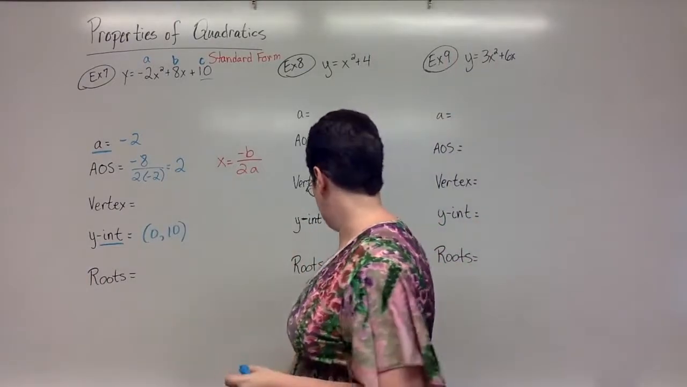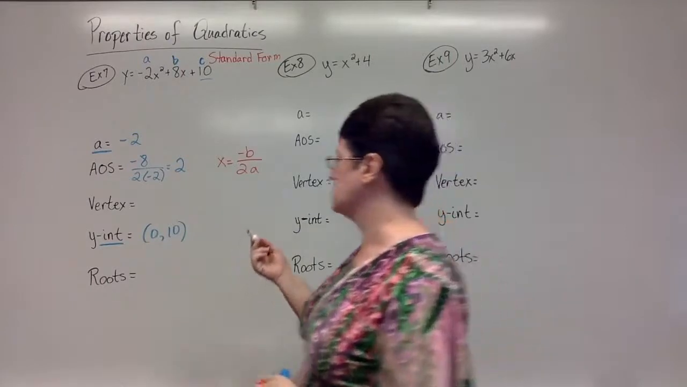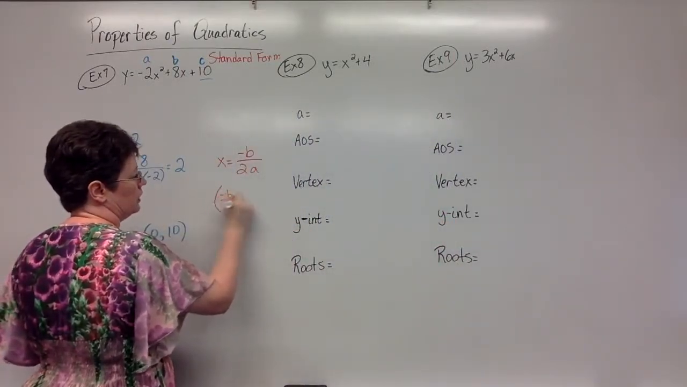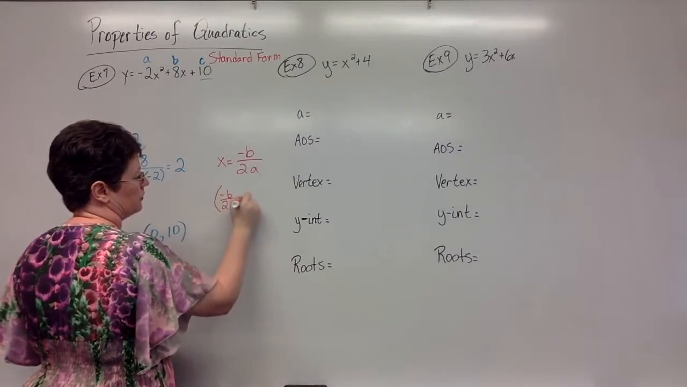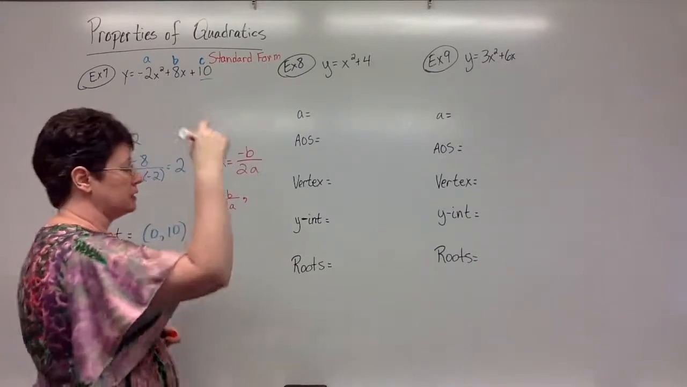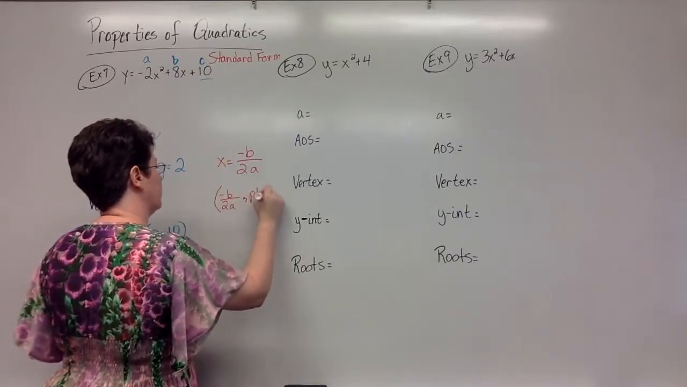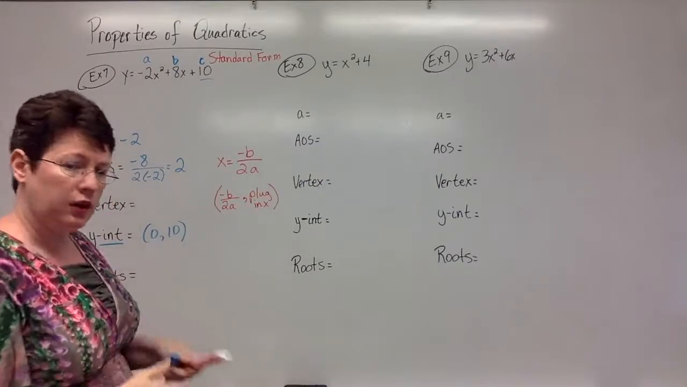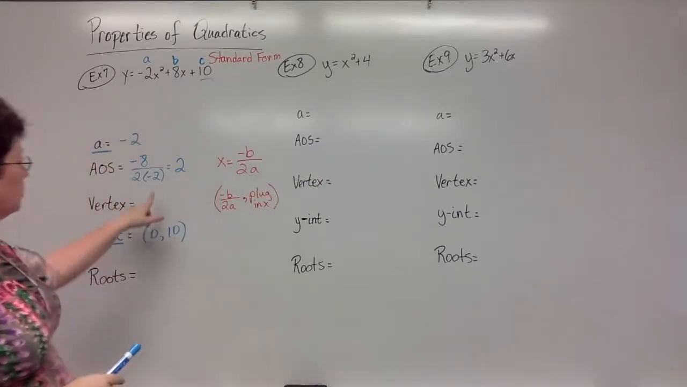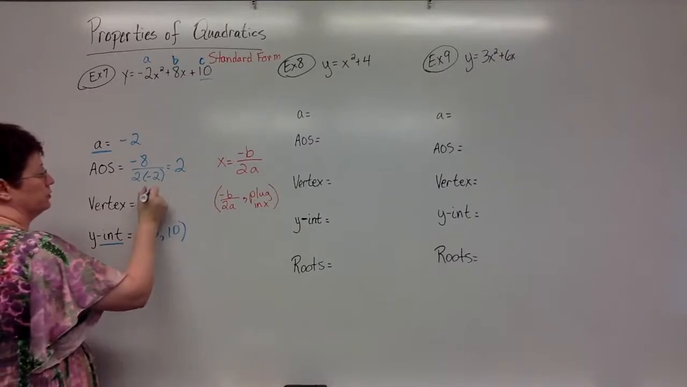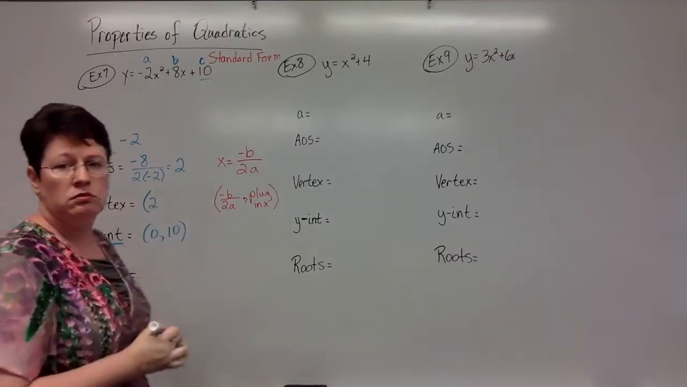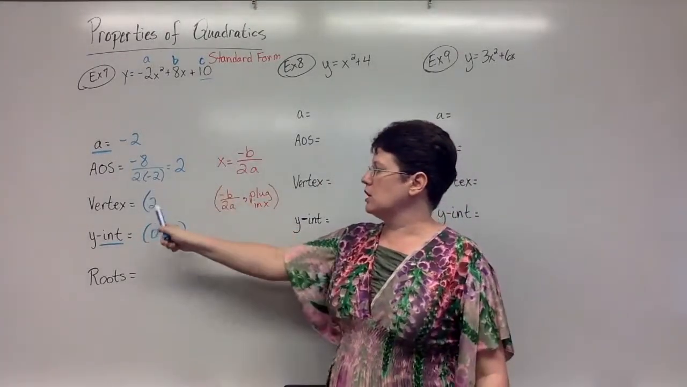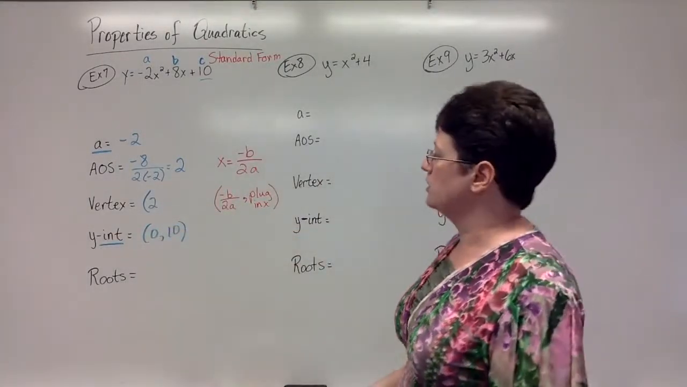The cool part is the vertex. For the vertex, I'm going to take my axis of symmetry that I just found, negative b over 2a, and then I'm going to plug that x back in and find the y. Okay? That's how we find our vertex. So, I know it's a 2. It should be exactly identical every single time. Axis of symmetry and the x value should match for the vertex.